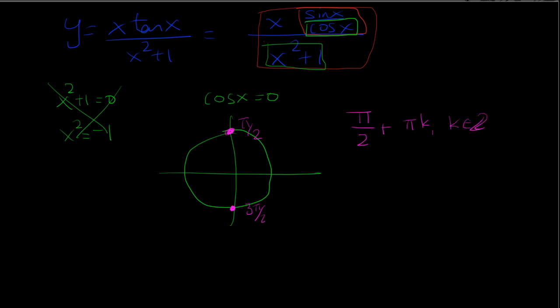So this is where cosine is 0, and cosine is part of the denominator, so this is where it's going to be not continuous. So x tangent x divided by x squared plus 1 is going to be continuous for all x values that are not pi over 2 plus pi k.